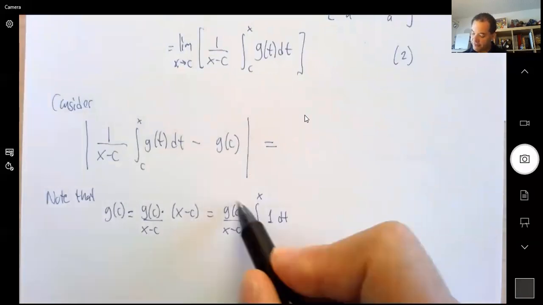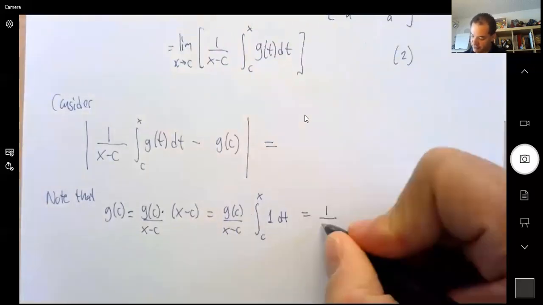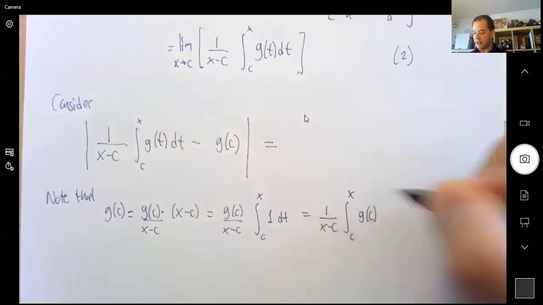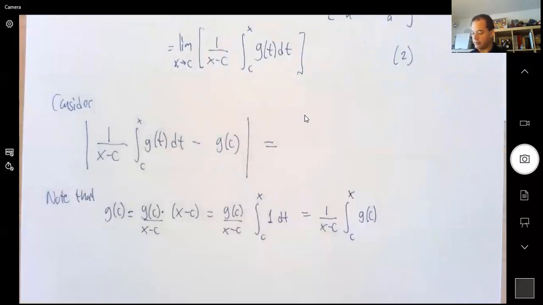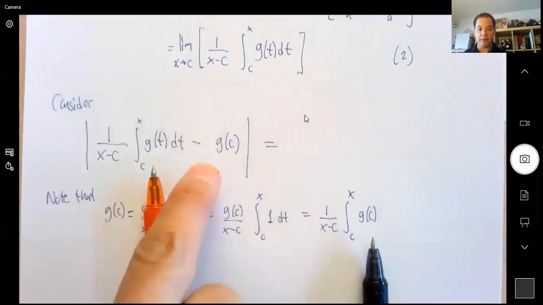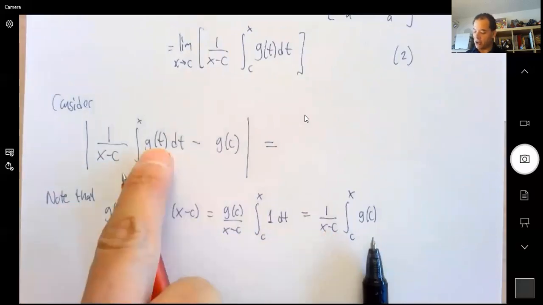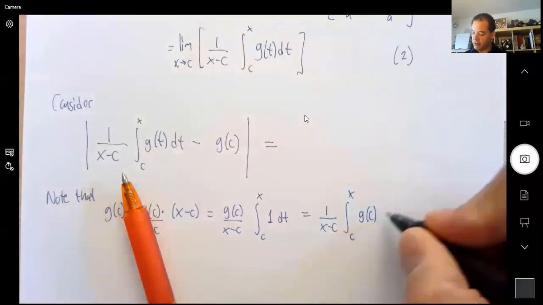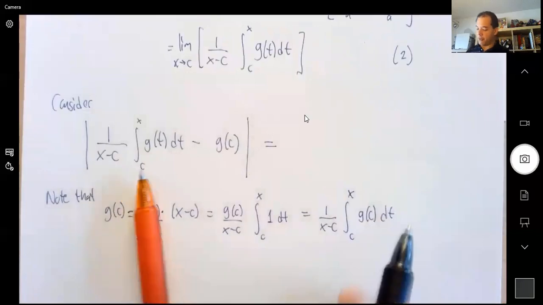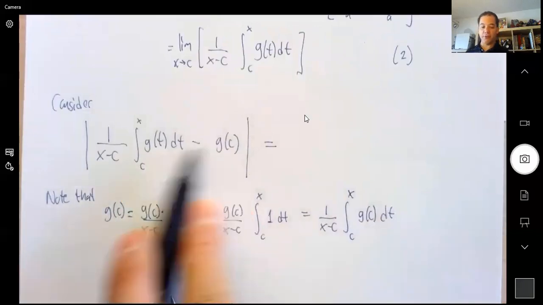And then because this is a constant, I can put it inside. So this is actually the same as 1 over x minus c, the integral from c to x of g of c. And I like this expression a lot because it looks a lot like this other one over here. Look how similar they are. The only difference is that this one has a variable here, g of t, and this one has a constant. This is just a number that I can take in and out of the integral. But I like it like this because then I can put this expression in here and combine the two integrals.